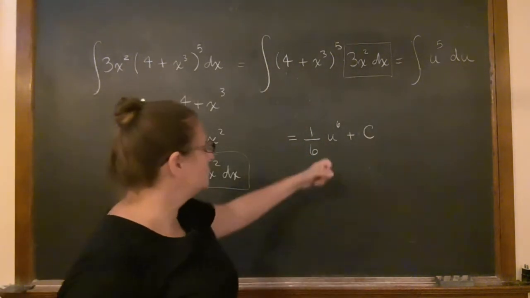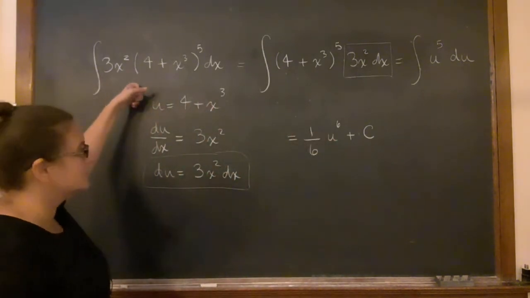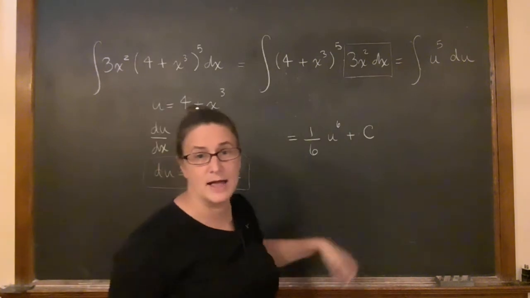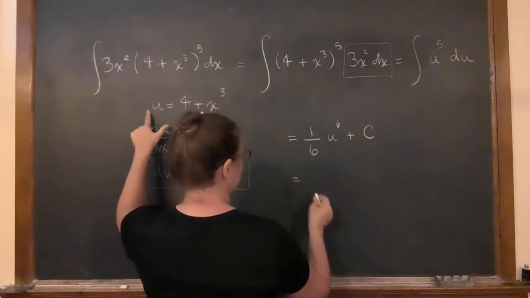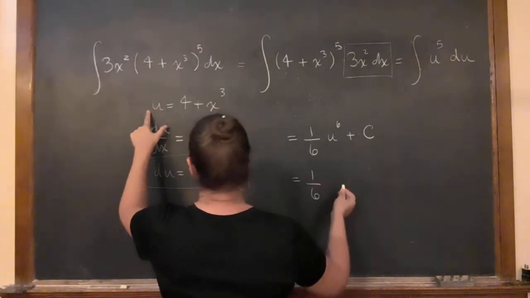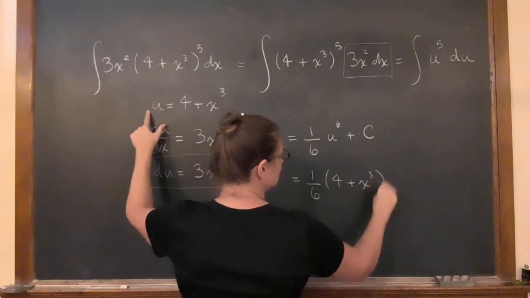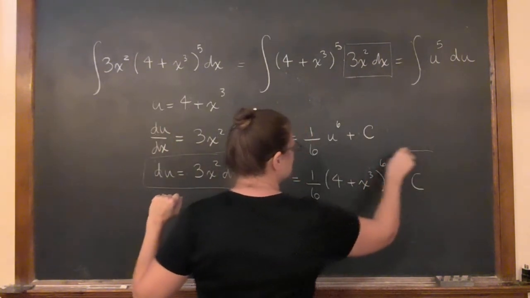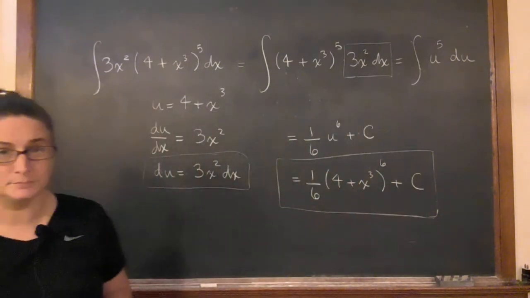But of course, I don't want to leave my answer there because I started out with x's, so I need my final answer to be in terms of the variable x. So I'm going to just shove back in what u was: x to the 4th plus x cubed, to the 6th, plus c. So that is my final answer.